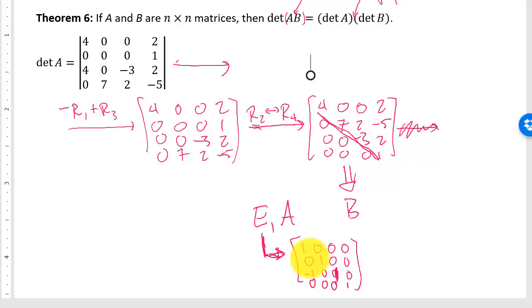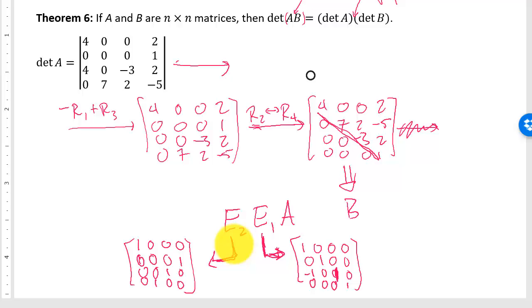And after that, we switched the second row and the fourth row. So this particular matrix would look like this: 1, 0, 0, 0, 0, 0, 0, 1. That's our fourth row. 0, 0, 1, 0, and 0, 1, 0, 0. That's our second row. Second and fourth row were switched. So our B is essentially equal to this.